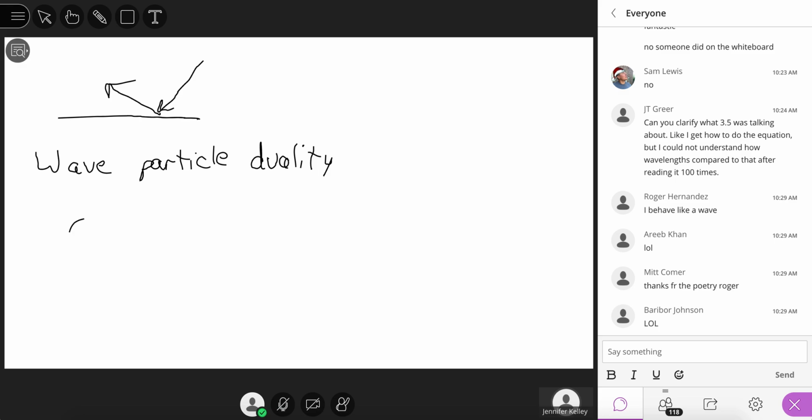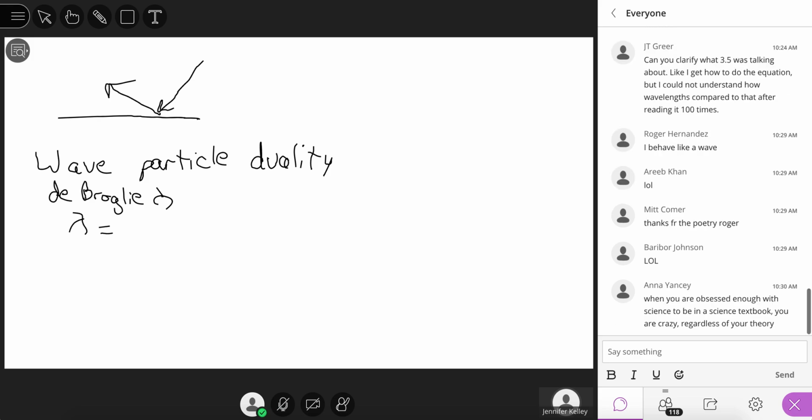So here's his formula. It's called the formula for the de Broglie wavelength. This is how you spell de Broglie. So it's the de Broglie wavelength formula. This is definitely a formula you want to memorize. And it's wavelength equals h.